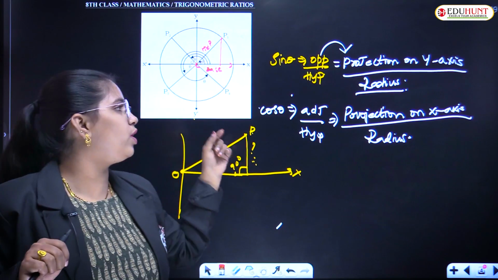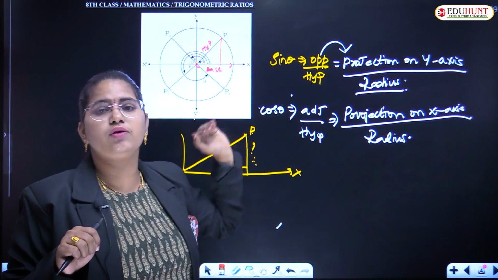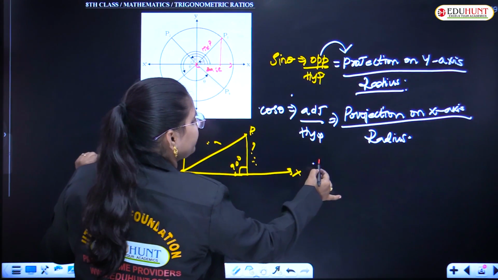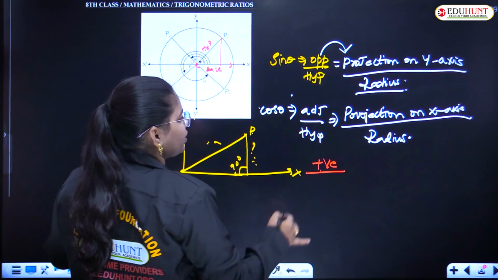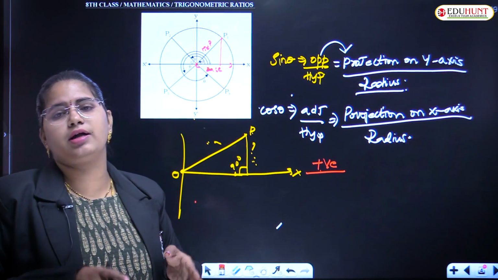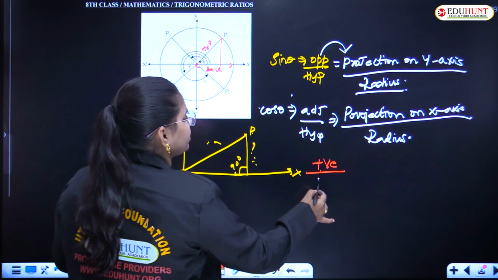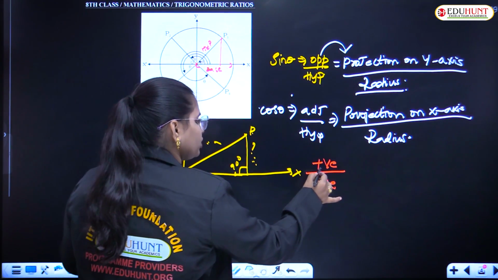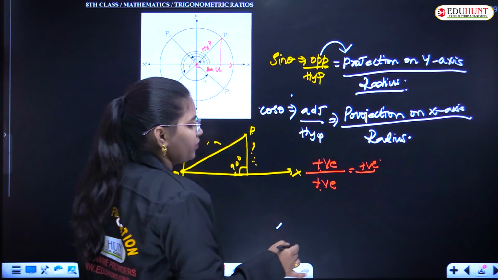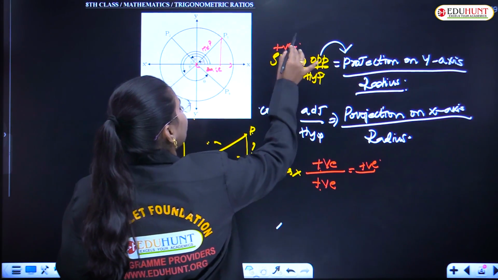So in the first quadrant, what is the value of sine? What is the value of projection on y-axis? Y will be positive in the first quadrant. Similarly, radius is a distance, so it will always take a positive sign. So positive upon positive, the resultant will also be positive. So sine is positive in the first quadrant.